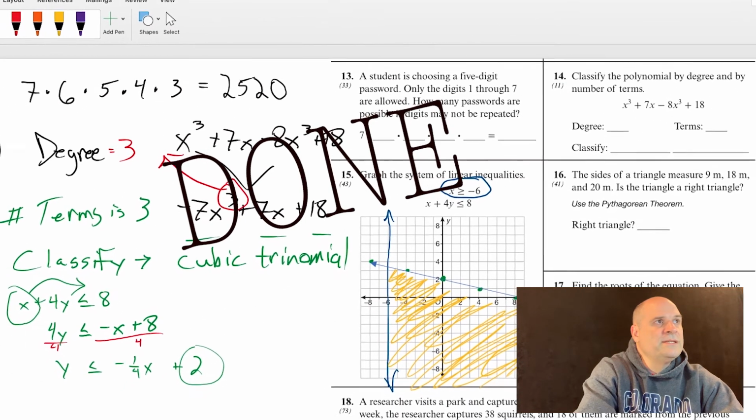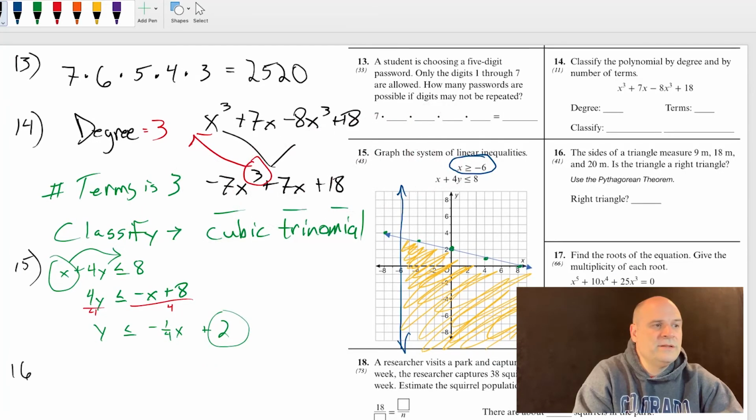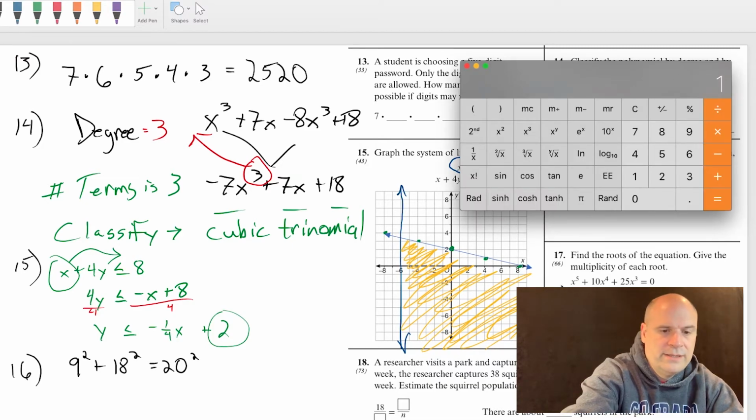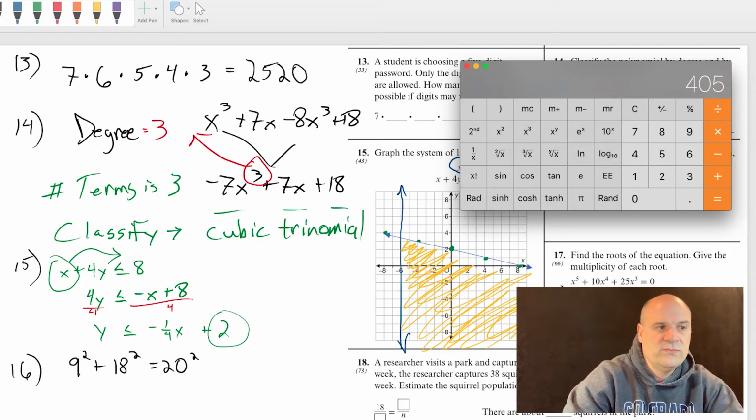All right, number 16 is a quickie. We're just determining whether it's a right triangle. So does 9 squared plus 18 squared equal 20 squared? Let's see. 18 times 18 is that, plus 81 is 405.